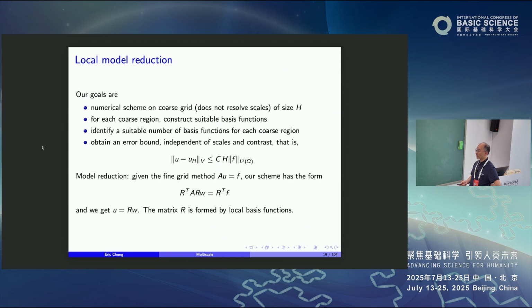So what do we mean by model reduction? Given the original system, AU equals F, you try to find a projection of the original system in this way. And of course, this R is the matrix that we need in the discrete setting. What is this R? R will be some type of basis, because you basically represent U in this way. The columns of R will be considered as the basis, and W will be the coordinates of the solution in the new basis.